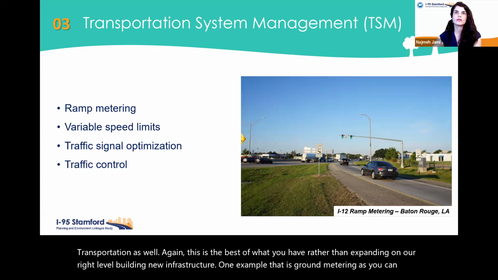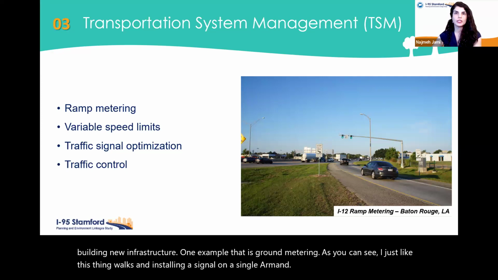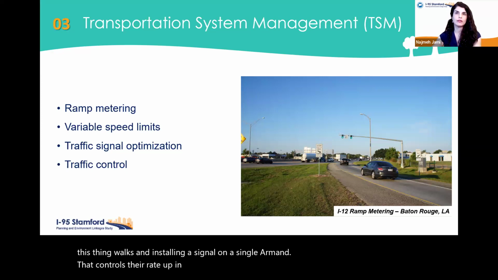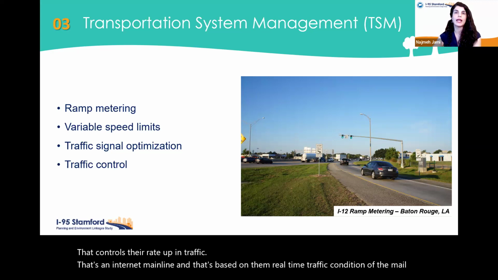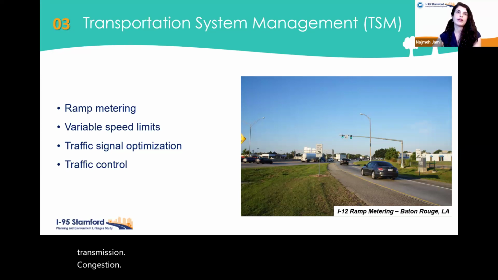This involves installing a signal on a freeway on-ramp, and that controls the rate of the traffic that can enter the main line. And that's based on the real-time traffic condition of the main line and helps us make dynamic decisions. So this is one way of improving our traffic conditions that can help to alleviate some of the congestion and also improve safety. Other examples of that are variable speed limits, traffic signal optimization, and traffic control.